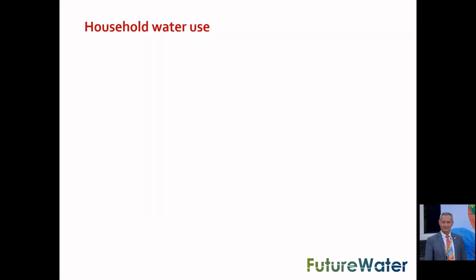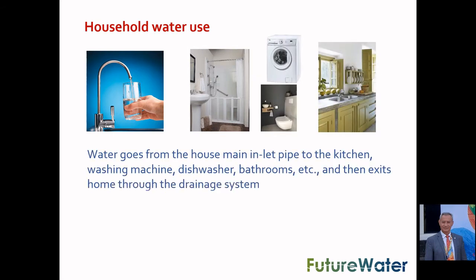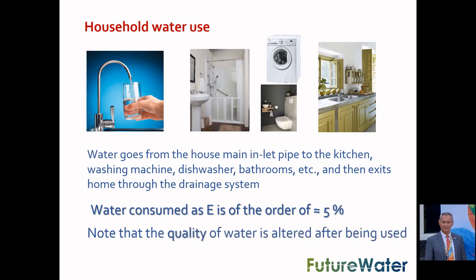In the case of household water, essentially, what we have is that water goes from the house main inlet pipe to the kitchen, to the washing machine, dishwasher, bathroom, etc., and then exits the home through the drainage system. So, what we expect is that the water consumed as evaporation is not high at all. It may be of the order of 5%. One thing for sure, though, is that the quality of water is altered after being used. In the case, for instance, of the hydroelectric power generation, we have seen that the quality is not expected to change at all. But in this case, it changed significantly.